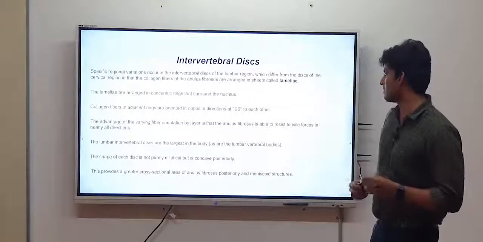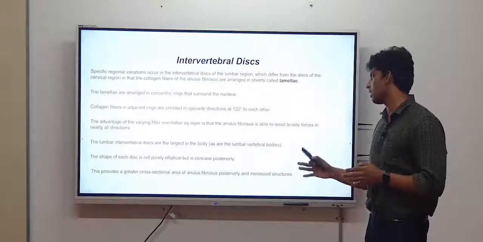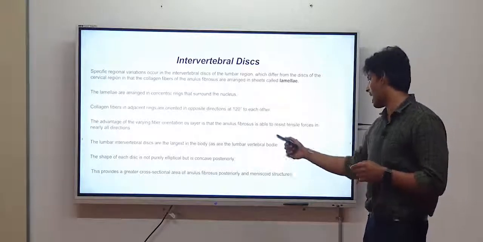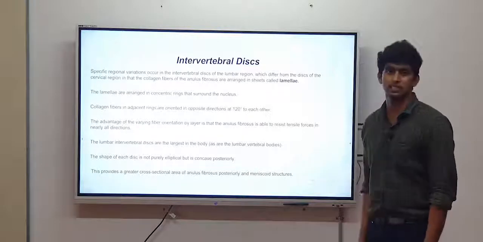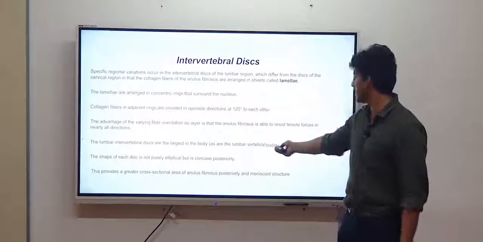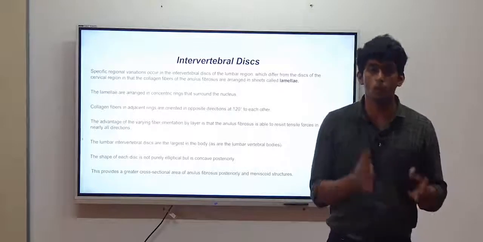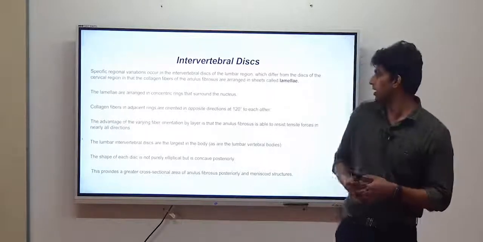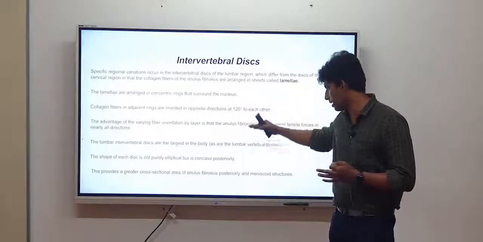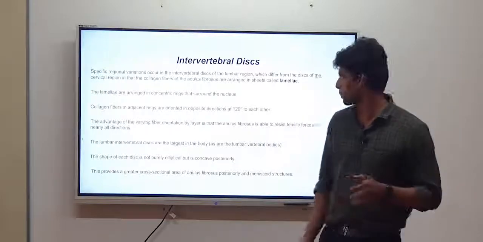The lumbar intervertebral discs are the largest in the body, and the shape of each disc is not purely elliptical but is concave posteriorly. This provides a greater cross-sectional area of annulus fibrosus posteriorly and a meniscoid structure. The advantage of this is that it is the largest in all the vertebrae, just because the lumbar area has to bear more weight than any other areas. If we compare with the cervical and thoracic, the lumbar area has to bear more weight. So the lumbar area's discs are largest in structure.